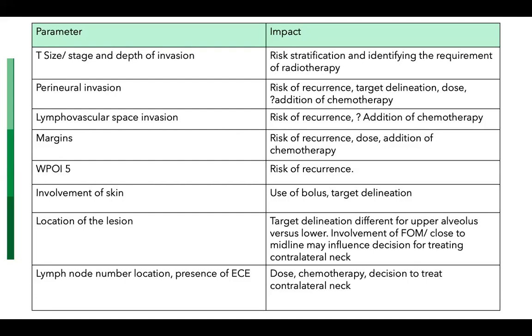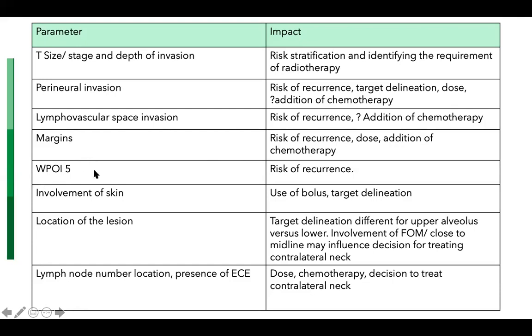So this is something that we need to discuss within our multidisciplinary tumor boards as well as with the patient. Then, of course, lymphovascular space invasion again is associated with higher risk of recurrence, and we will take a decision about adding chemotherapy. Same reasoning as perineural invasion. Margin, of course, determines the risk of recurrence, the dose, because you'll go up to 66 Gray, and the addition of chemotherapy.